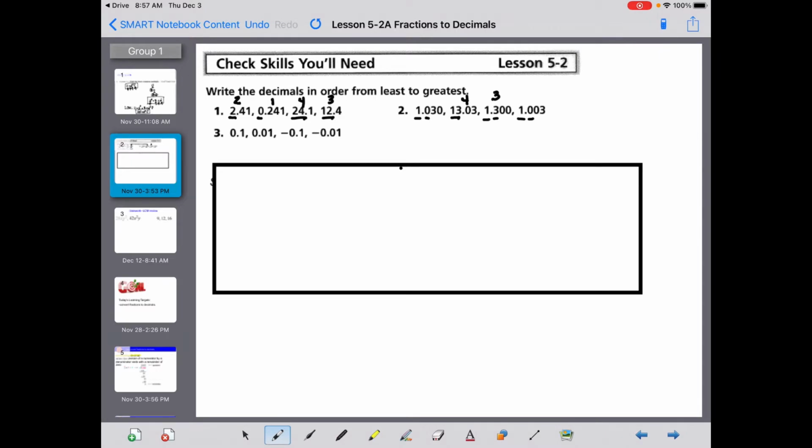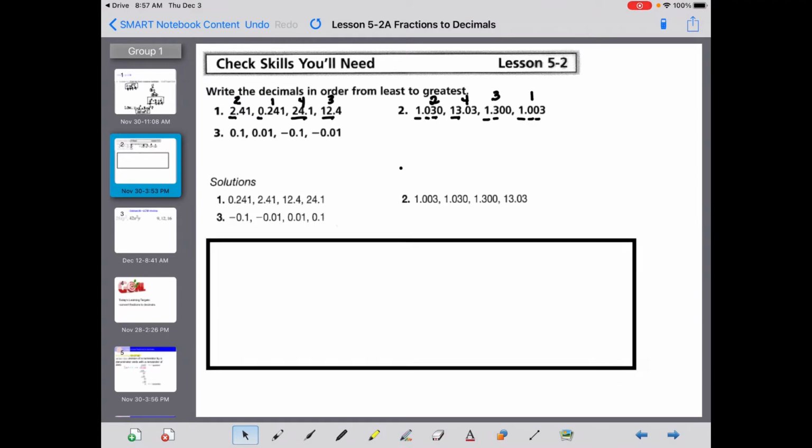Now I have to compare the hundredths place. The first number has a 3 in the hundredths place, and the last number has a 0 in the hundredths place, meaning that is my smallest number. Using that same idea, you would have gotten these answers.